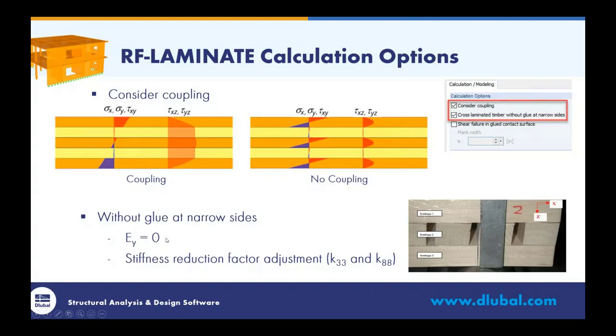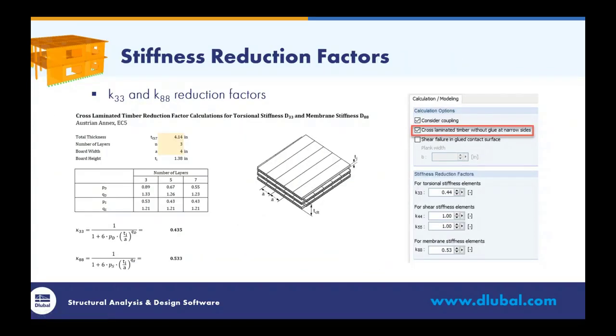Therefore, when this checkbox is on, we're automatically going to set the modulus of elasticity in the local y direction of the panel equal to 0. So we do not have any stiffness in that direction. Now, it's highly recommended that we also make an adjustment to our stiffness reduction factors K33 and K88. So we'll move on to the next slide to discuss this a bit further. So K33 is for the torsional stiffness of our panel. K88 refers to the in-plane membrane stiffness.